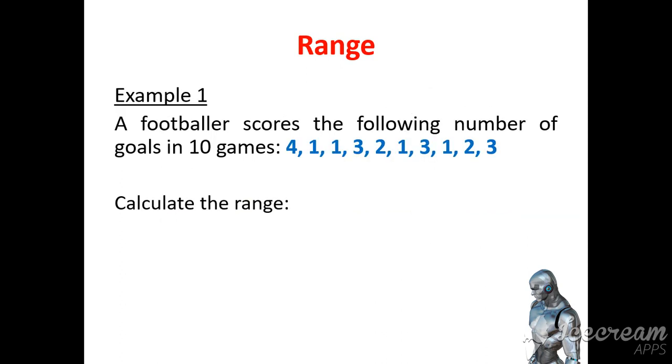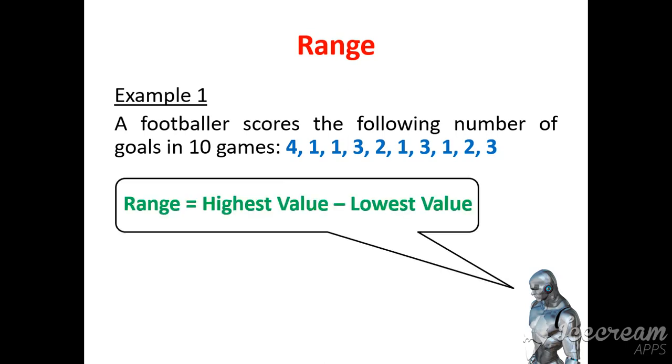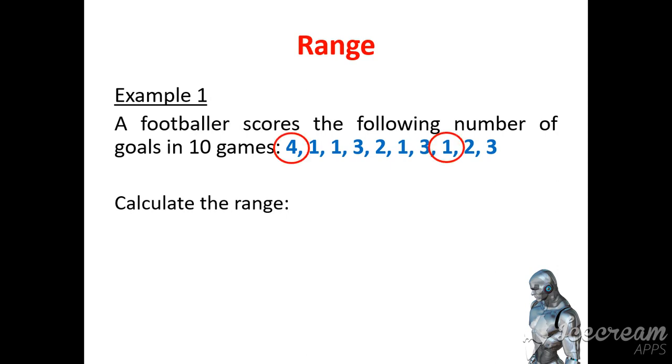Right, example 1. The footballer scores the following number of goals in 10 games. So we're going to calculate the range. Well, to do that, range is highest value subtract lowest value. So we just need to work out the highest value, which is 4, and subtract the lowest value, which is 1. And 4 minus 1 gives us a range of 3.